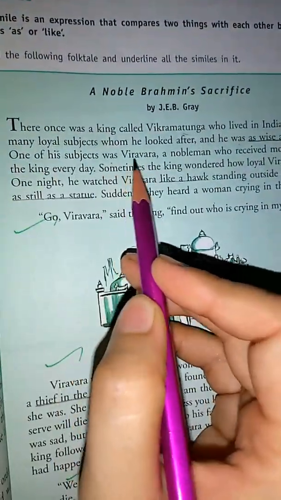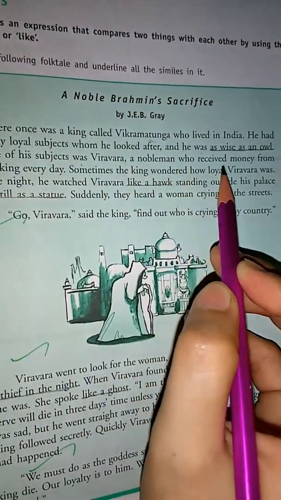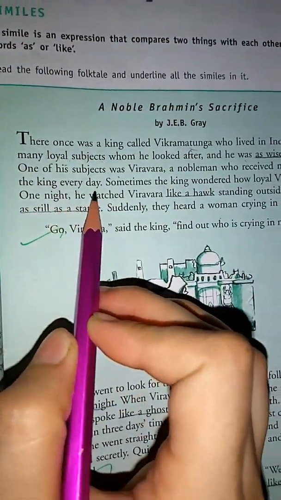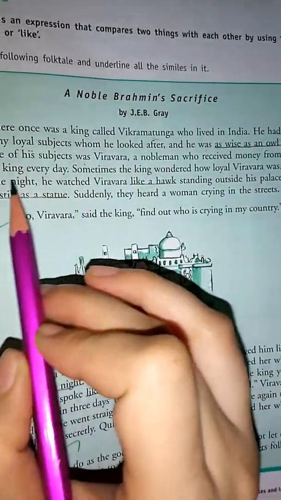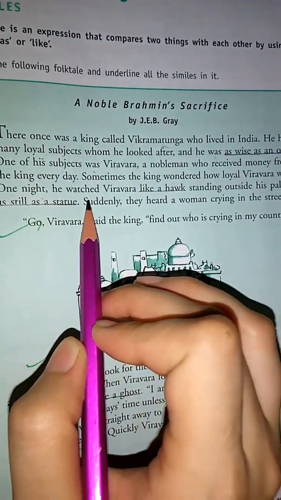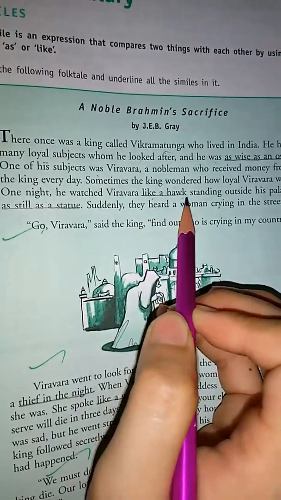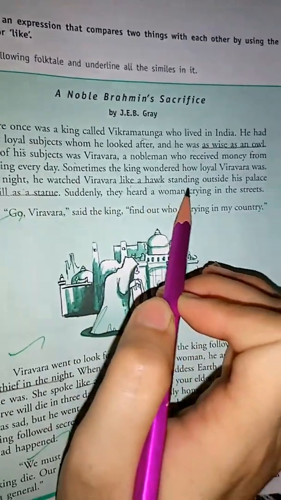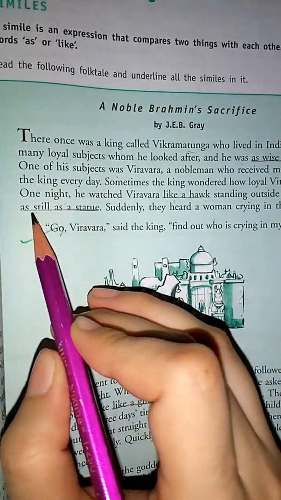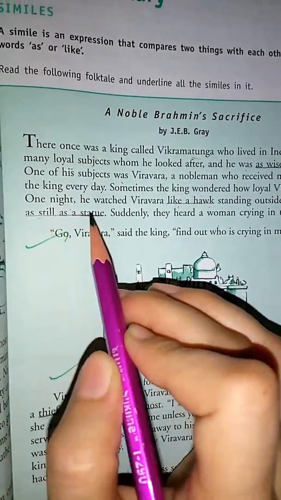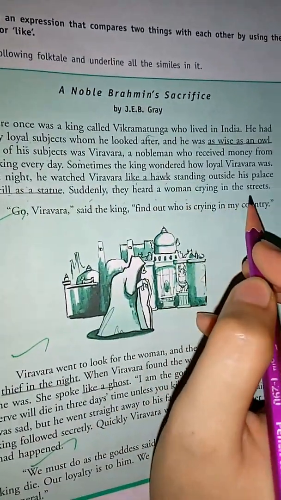One of his subjects was Viravara, a nobleman who received money from the king every day. Sometimes the king wondered how loyal Viravara was. One night he watched Viravara like a hawk. Underline this, like a hawk. He watched him, okay? Standing outside his palace, as still as a statue. Okay? Underline it.